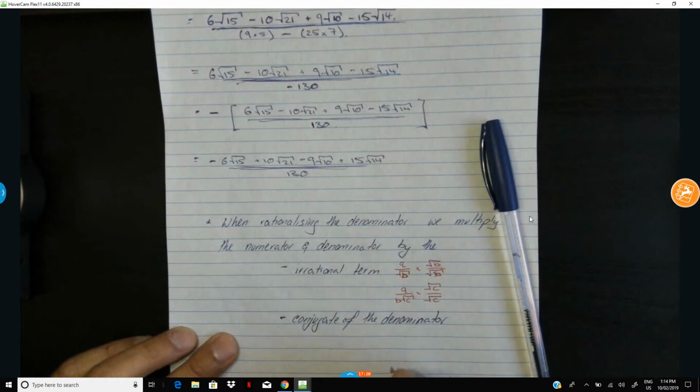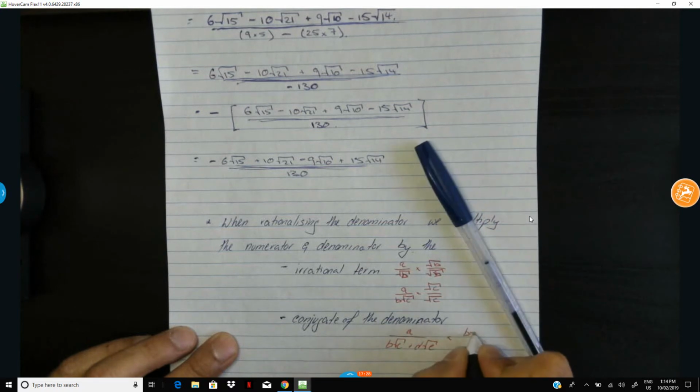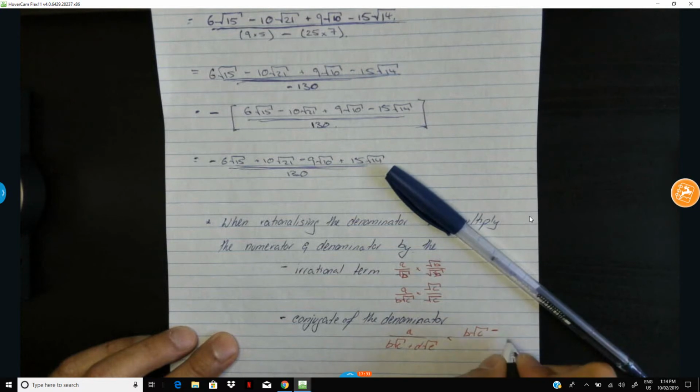So if you have a over b square root c plus d square root e, we're going to multiply it by b square root c minus d square root e. And obviously, if this was a negative here, then these will be positive.